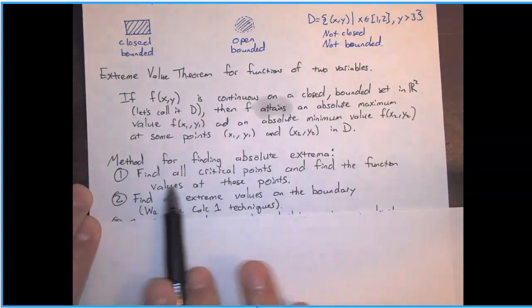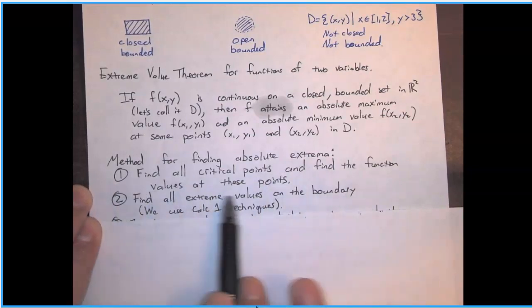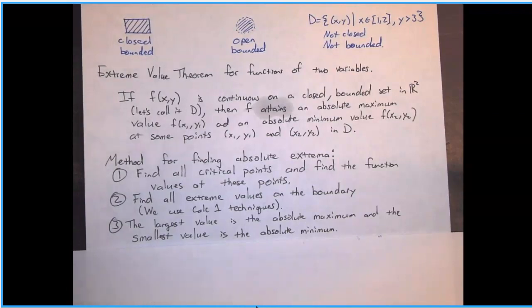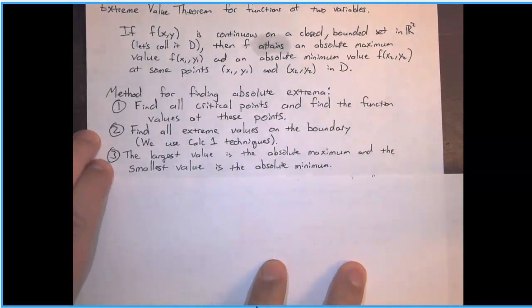Once you've found all of your local extrema on the inside, you've found all extrema on the boundary, you just compare all of the values you found. The largest value is your absolute maximum, the smallest value is your absolute minimum. Okay, so with that being said, let's go to an example.